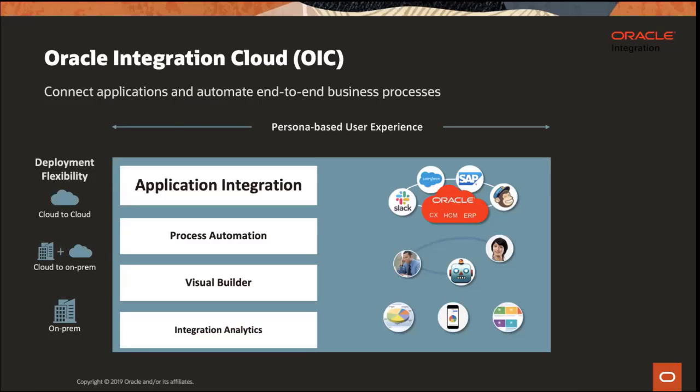Deployment flexibility. So OIC is a cloud-based solution, but it can also connect to on-premise applications or applications that are behind a firewall. And then there is also an API gateway that's offered from Oracle as well. So those play hand in hand with OIC: integration platform, API gateway, natural combination.